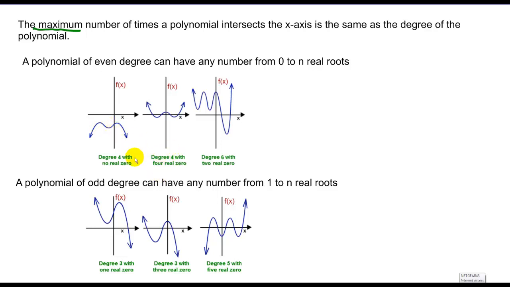This is a fourth degree polynomial with 4 roots, 1, 2, 3, 4. And this is a fourth or sixth degree polynomial, they're saying, with only 2 roots.